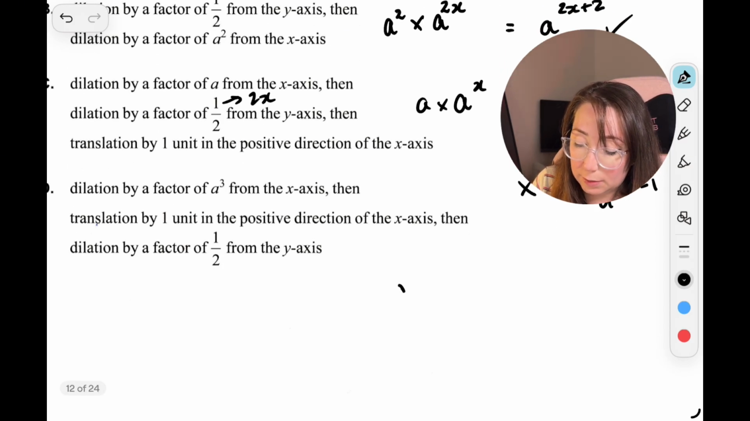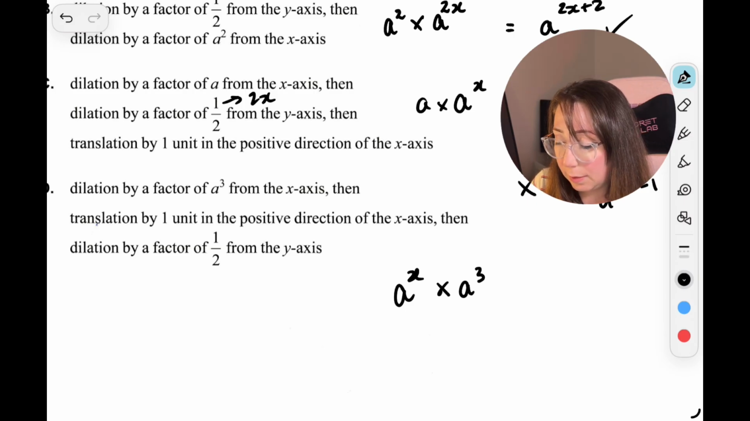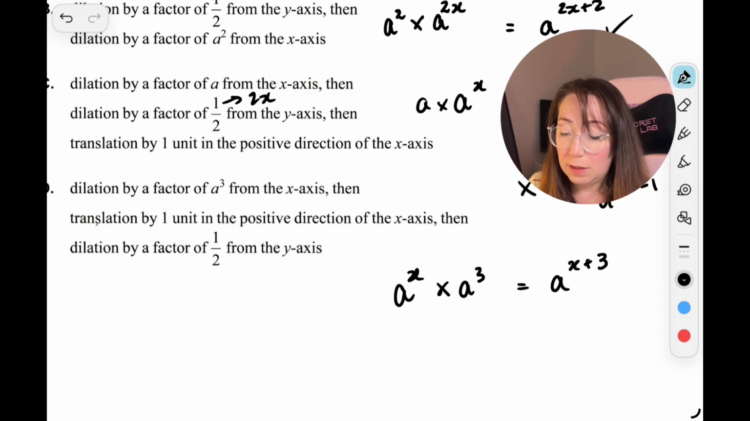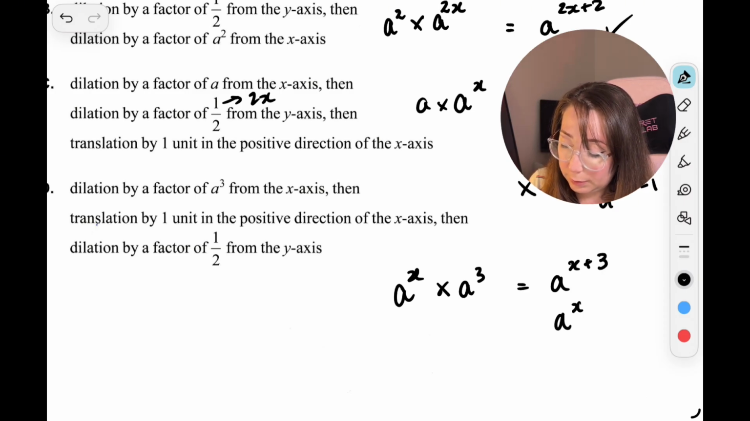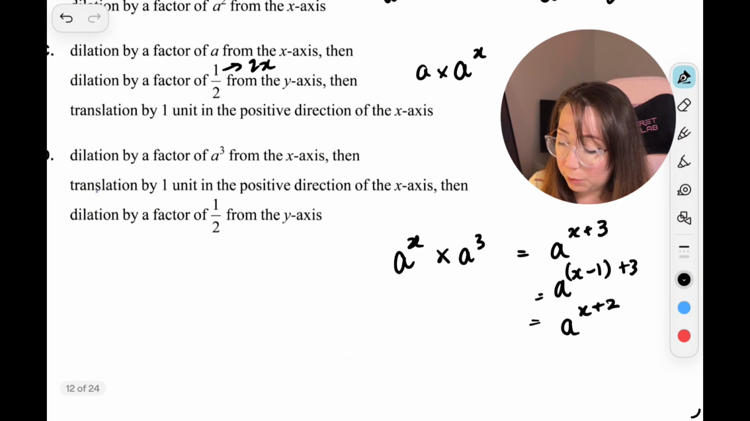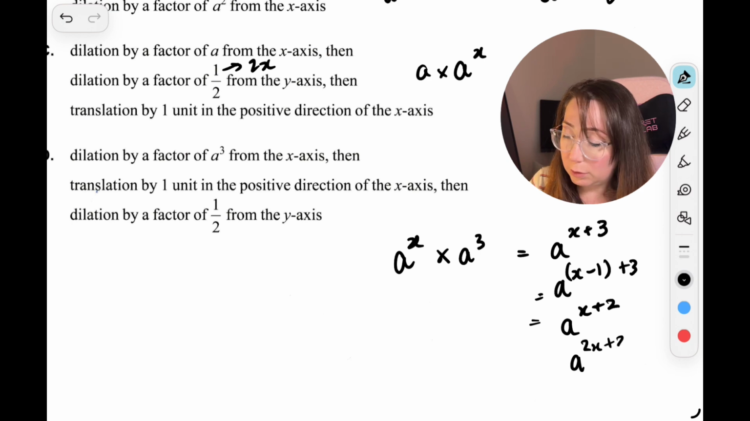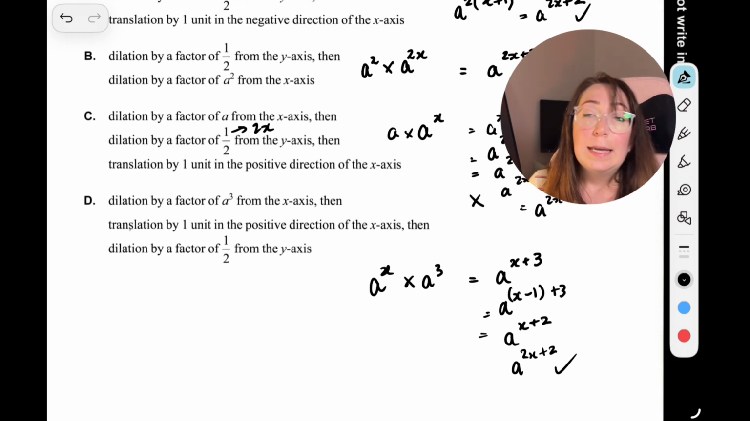So that's a to the x times, we've got a dilation of factor a to the 3. So when I put that together, that'll be a to the x plus 3. Then we've got a translation of 1 unit in the positive direction of the x-axis, so minus 1 plus 3 is plus 2. Then we've got a dilation of factor a half from the y-axis. So everywhere I see x, I'm going to put a 2x, and you can see that that's equal to g. So the answer for this is C.